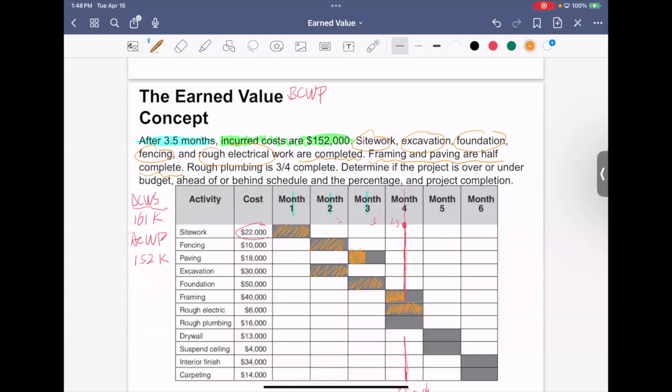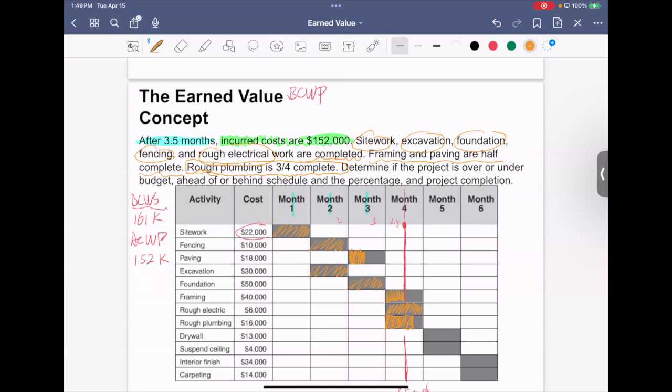Okay, and we have the rough plumbing, how many done? Three-quarters. Rough plumbing is 3/4, right? Am I doing the 3/4 here? Okay. Do you know how to do the calculation now?